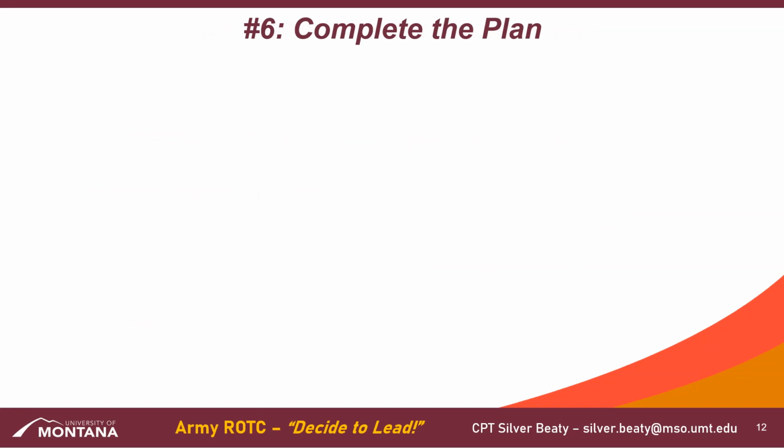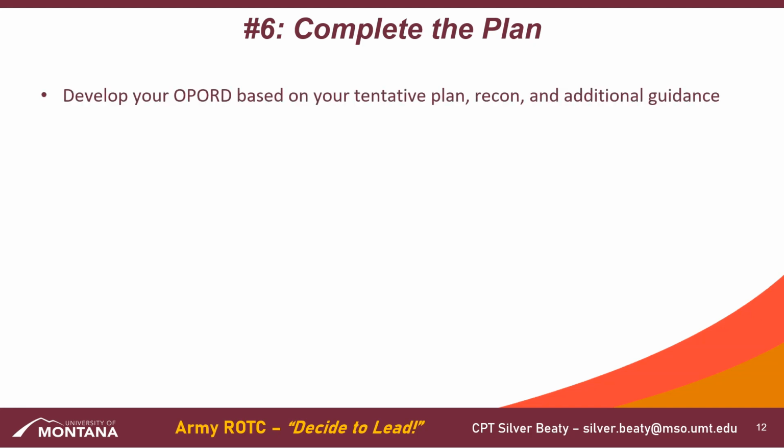And once you've received some information from your subordinate leaders, especially during your recon, this is where you should be completing your plan. So you've started a plan, maybe you found some information that's going to change your initial way or initial thought process. Now you're completing it. You're taking that information, you have decided the best course of action. So you're going to develop an op order based on that first tentative plan and any recon and additional guidance you've gotten since you started that plan.